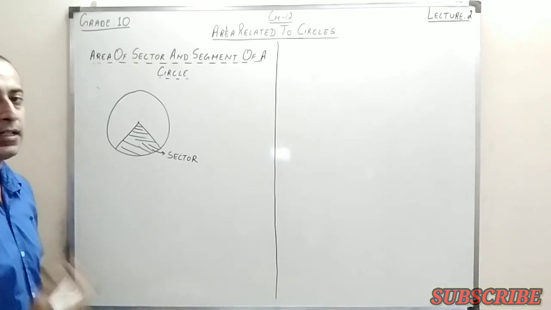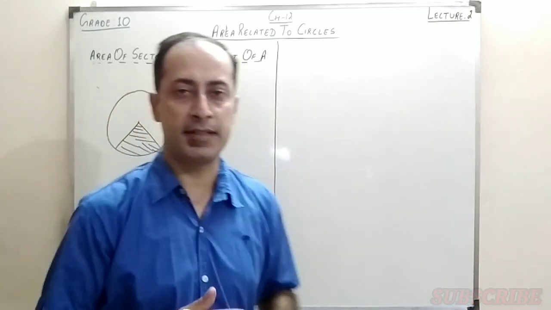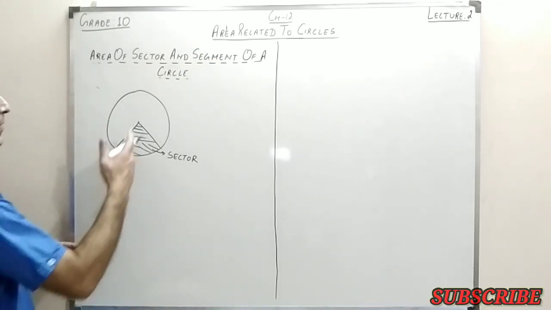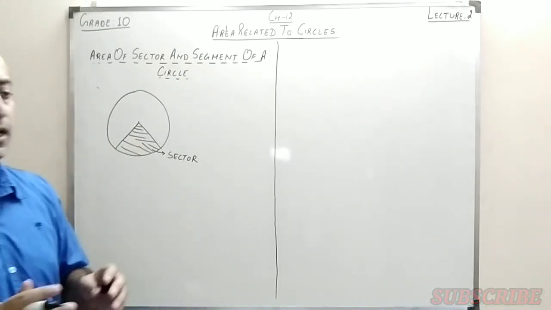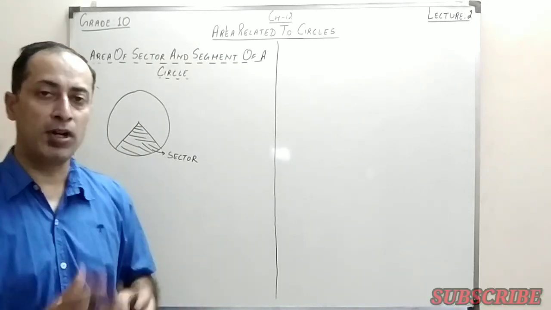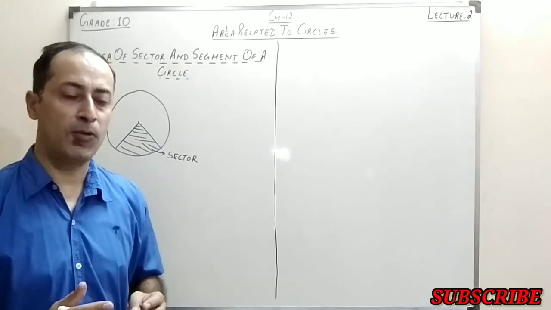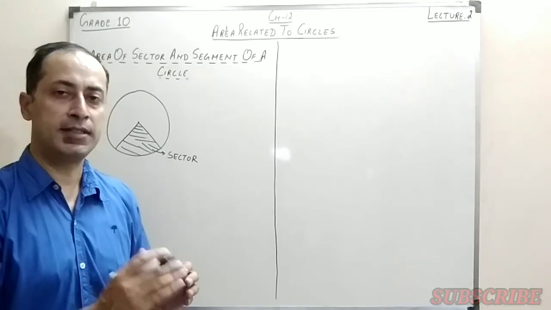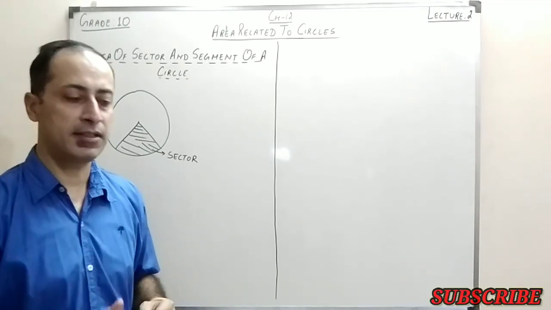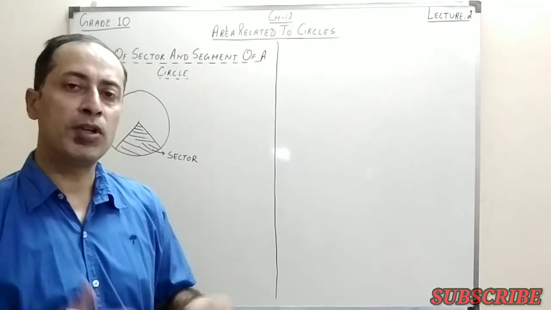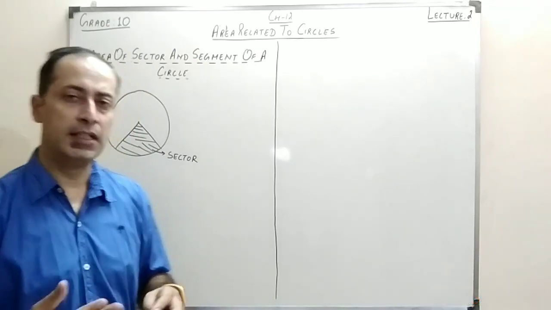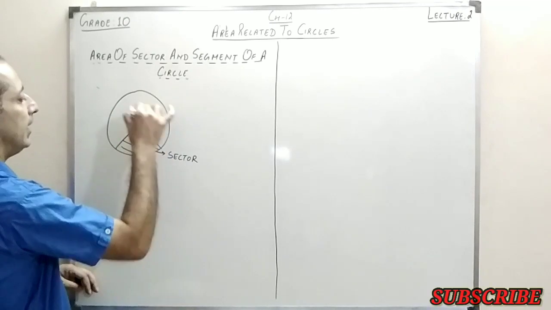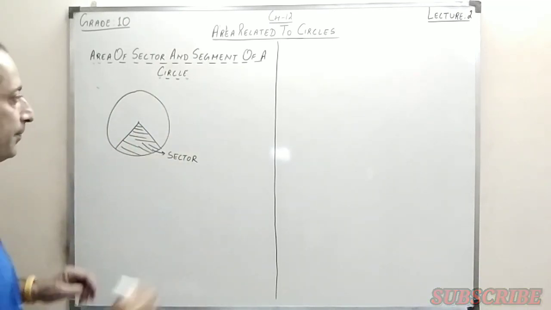And we know sectors are of two types. One is the minor sector and one is the major sector. When we talk about minor sectors, basically if the portion is smaller than the semicircle, then we call it a minor sector. And if the area is more than the area of the semicircle, then we call it a major sector. So this one is the major one and this is the minor sector, right?